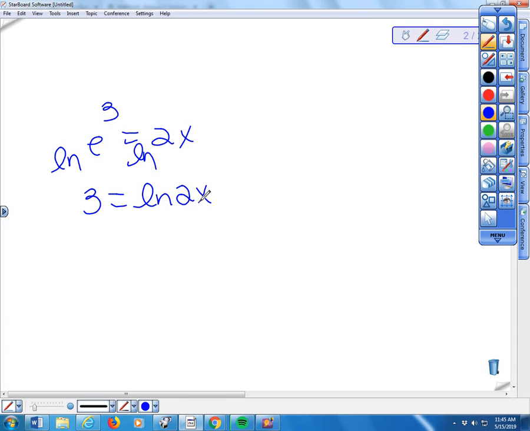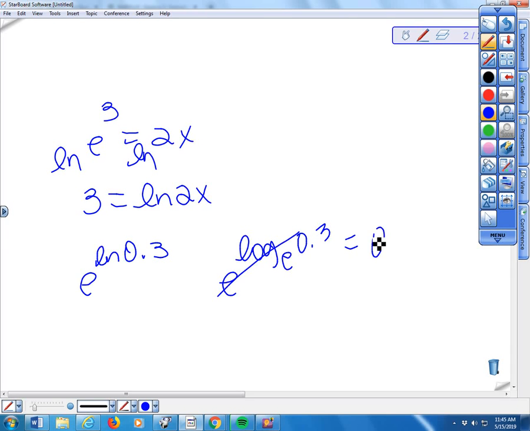Okay, and then the last one, evaluate e to the natural log of 0.3. Remember, this is the same thing as e to the log base e of 0.3. That's just 1. 0.3.